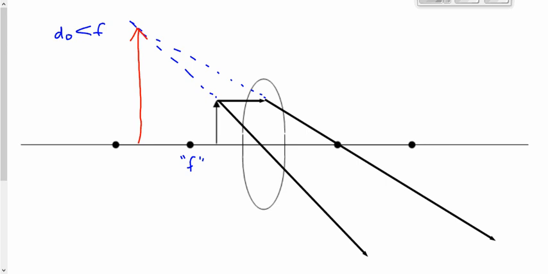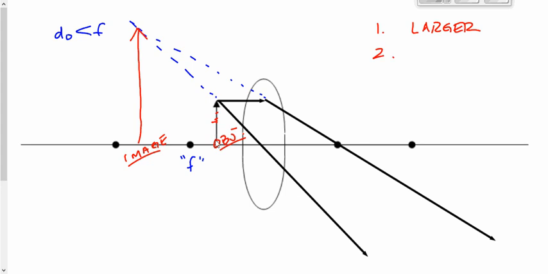What are the characteristics of this image? Is it larger than the object is? Is it smaller than the object? Or is it the same size as the object? Here's my object. Here's my image. Is this image bigger than the object? It's a lot bigger, right? This image is a lot bigger than the object. Call it larger, call it bigger, whatever.